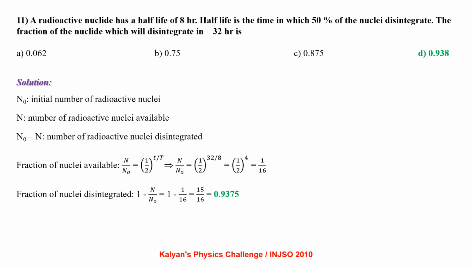A radioactive nucleus has a half-life of 8 hours. Half-life is the time in which 50% of the nuclei disintegrate. The fraction of the nuclei which will disintegrate in 32 hours is?